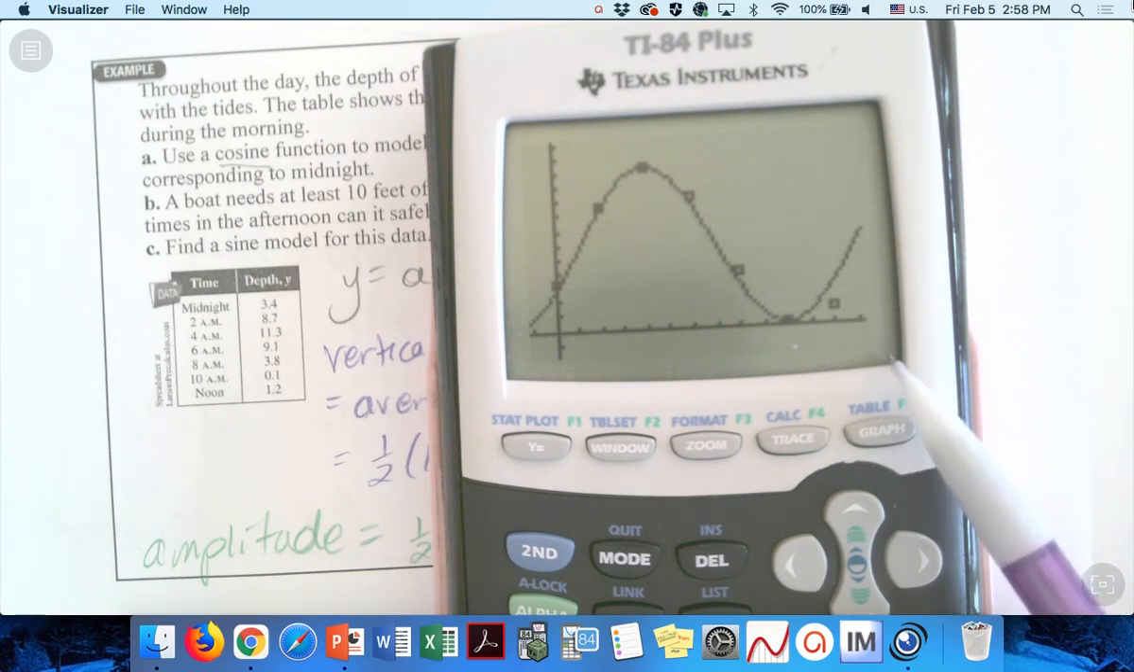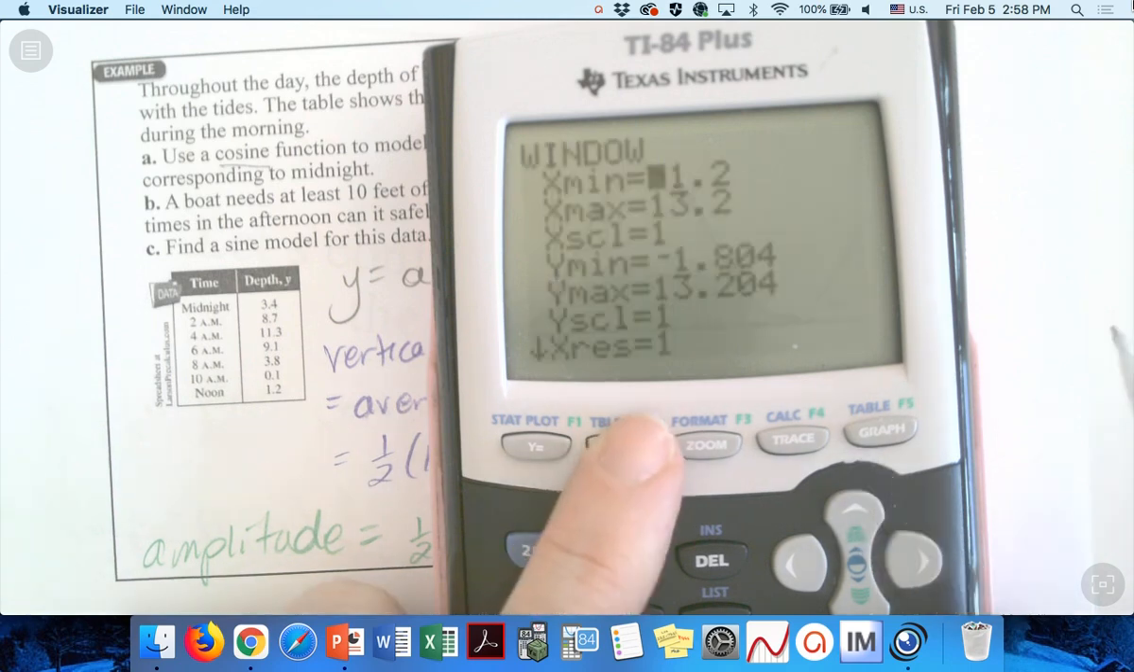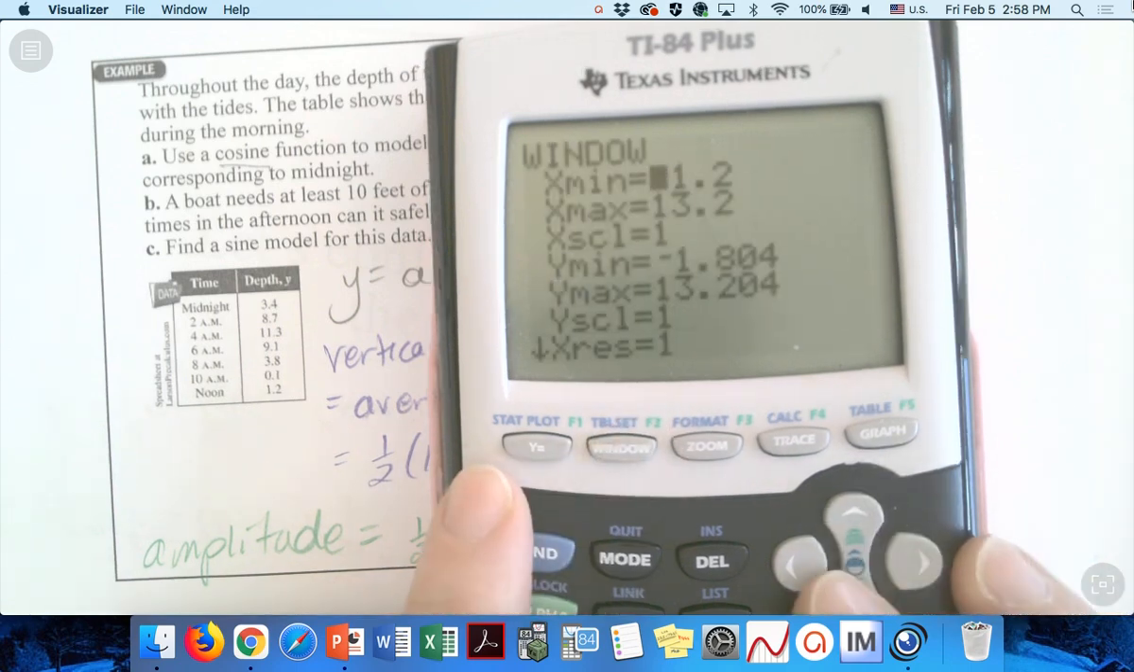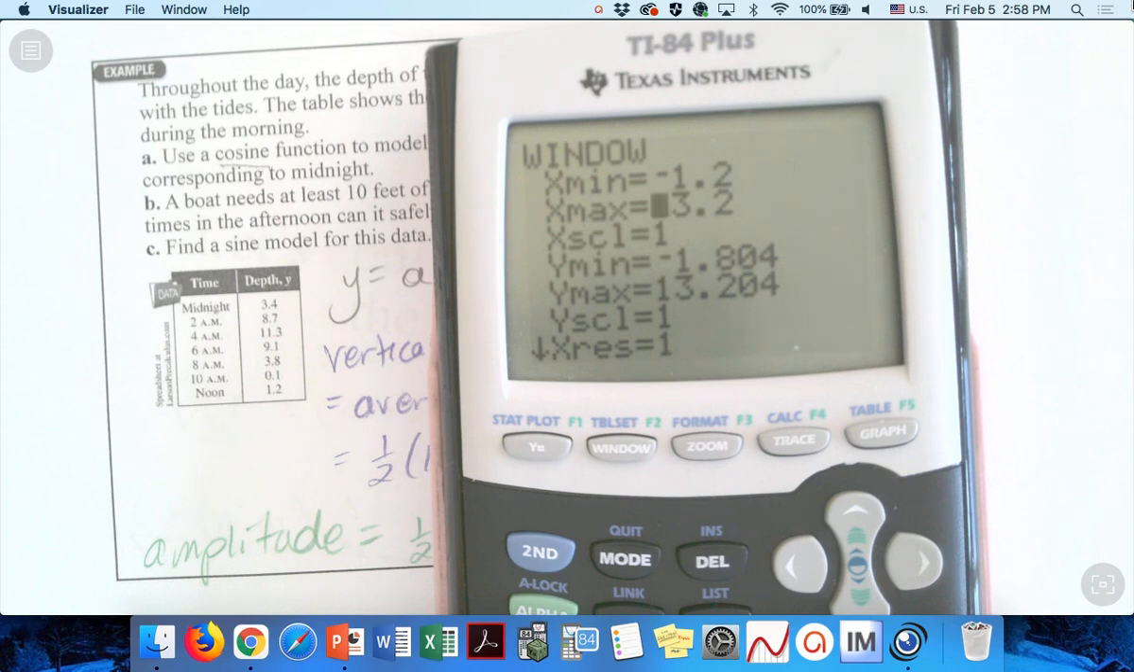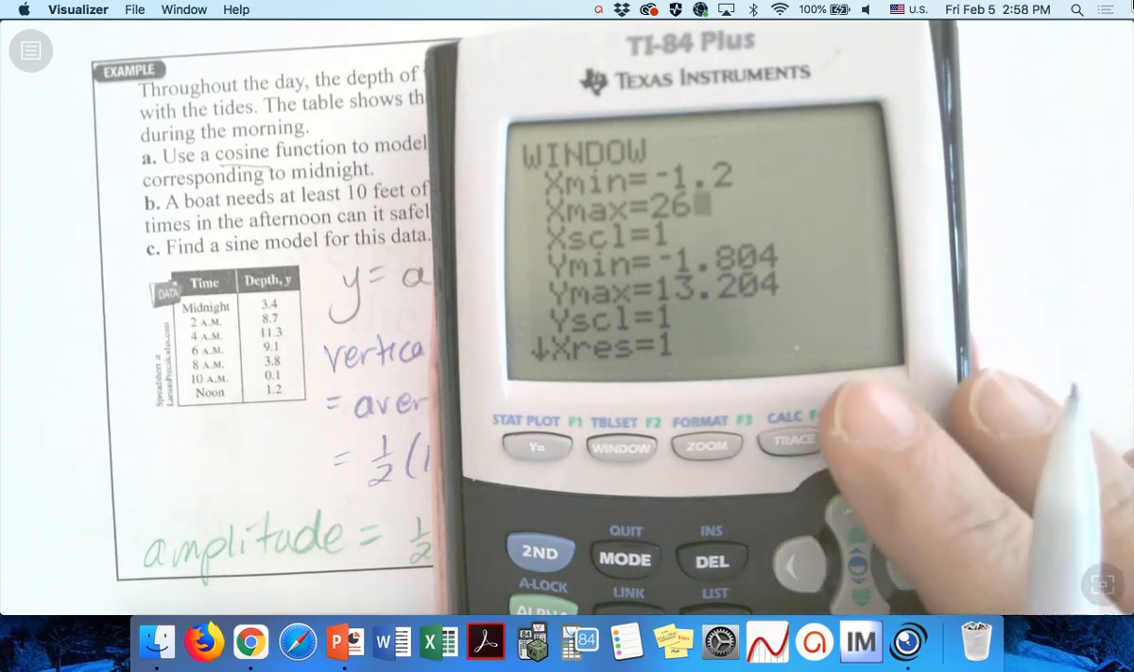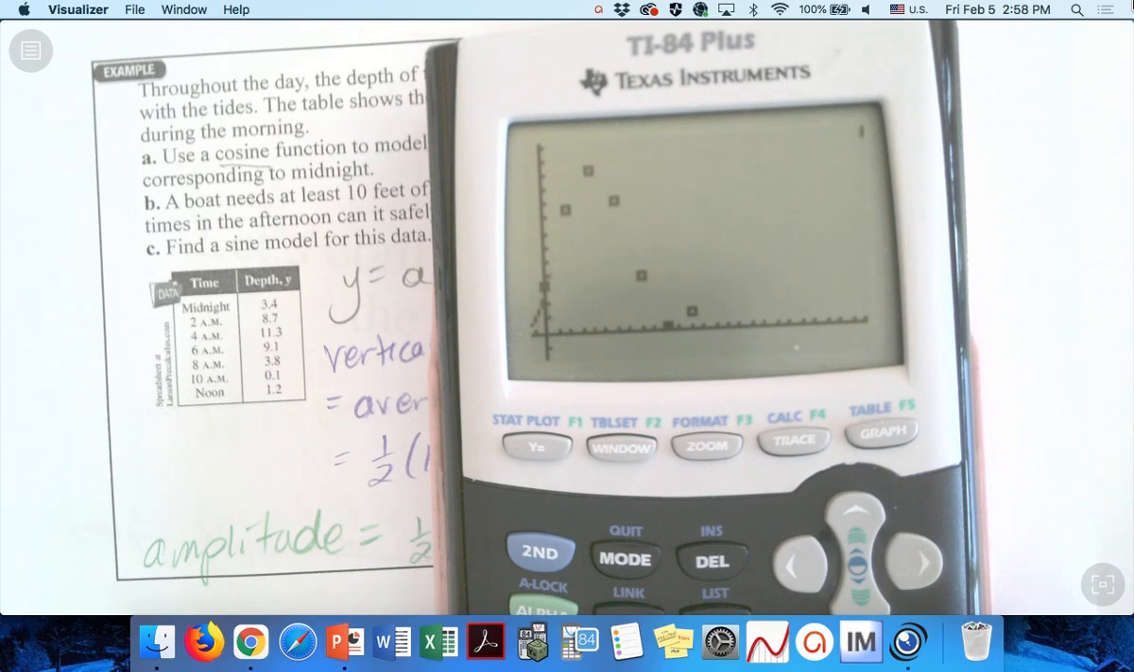Yes, we're going to change the window to what? How can we adjust our window? Make the X longer. We need to make the X max wider. So let's go out to what? 26? Sure. Well, we know the period is 12. I changed it to 26, but 24 or 26 doesn't really matter.